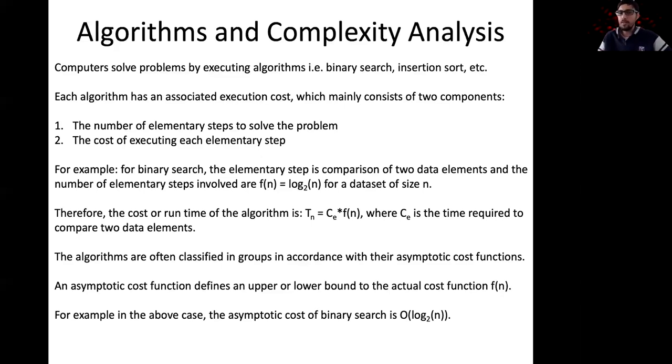If you are running it on a Pentium 1 processor, it will take a different amount of time compared to running the same step on a Pentium 4 or a supercomputer. That's why, when people classify algorithms, they say CE is machine dependent. We don't care about it. Mainly, how efficient is your algorithm? That's what we care about. So you basically give an order or omega type asymptotic cost.